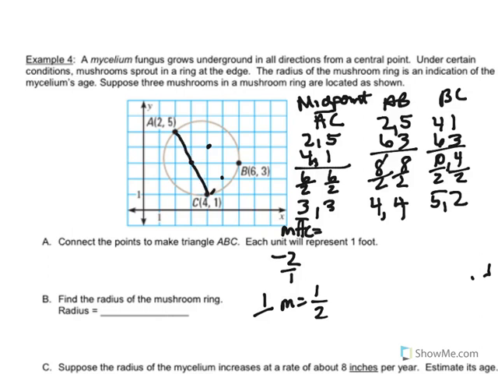Boom, boom, boom, like that. Okay, so the slope is 1 over 2. So I'm going to go to my midpoint. I'm going to go up 1 and over 2, up 1 and over 2, down 1 and over 2, and so the line is going to go right through these points.